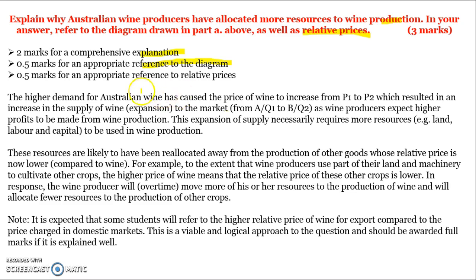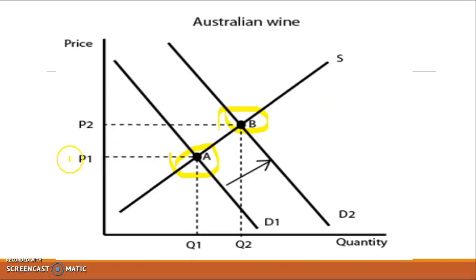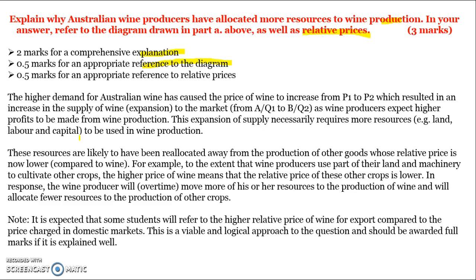So here's the answer. The higher demand for Australian wine has caused the price of wine to increase from P1 to P2. Again, you are asked to reference the graph, so refer to figures. You don't have numbers, but you can still refer to the P1, P2, Q1, Q2, which resulted in an increase in the supply of wine and expansion from Q1 to Q2, as wine producers now expect higher profits to be made from wine production. That's why they shift resources. The expansion of supply necessarily requires more resources, land, labour and capital, to be used in the production of wine. So what's likely to have happened when this occurred?